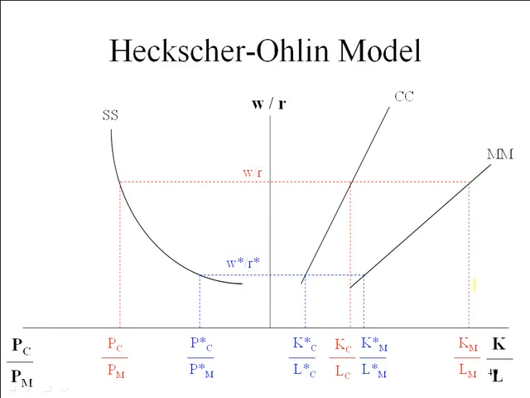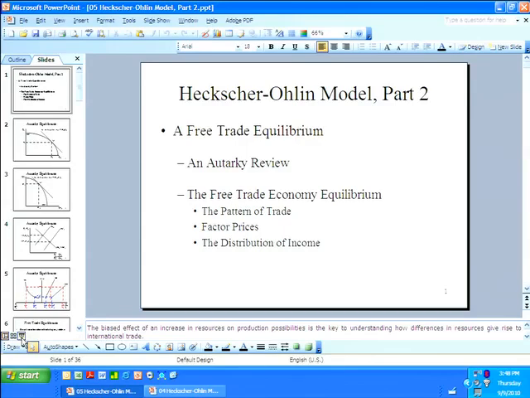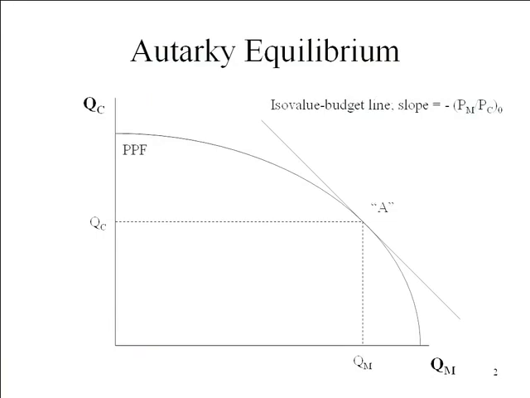So we can put together all of this information, our production possibilities frontiers. Okay, so this is autarky. Which country is this? This is the U.S. We know that because the production possibilities frontier is biased towards machinery, and the U.S. is capital abundant, and machinery is capital intensive.